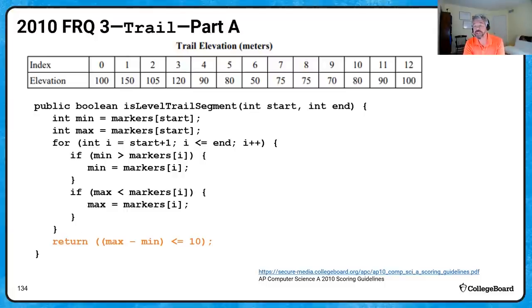Now, again, there are other ways this could be implemented. There are other little nuances. This is just one solution. So how'd everybody do? Did you have all of the main pieces there? Did you traverse from the starting point to the ending point inclusive? Did you do a proper check for minimum and maximum?